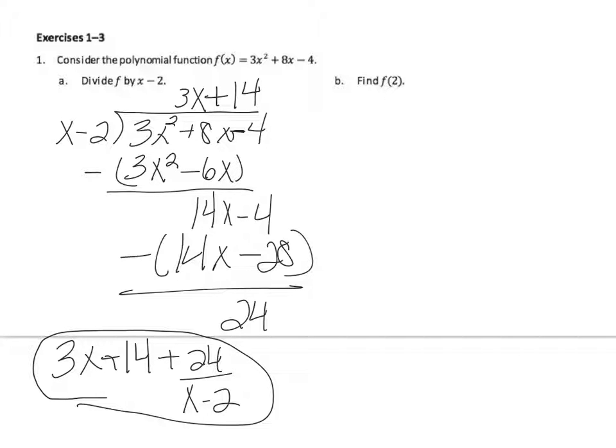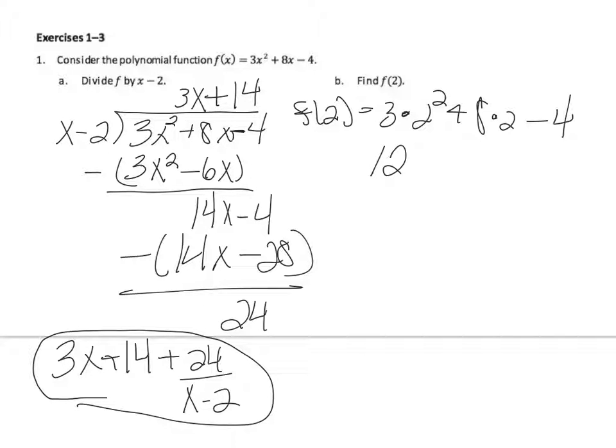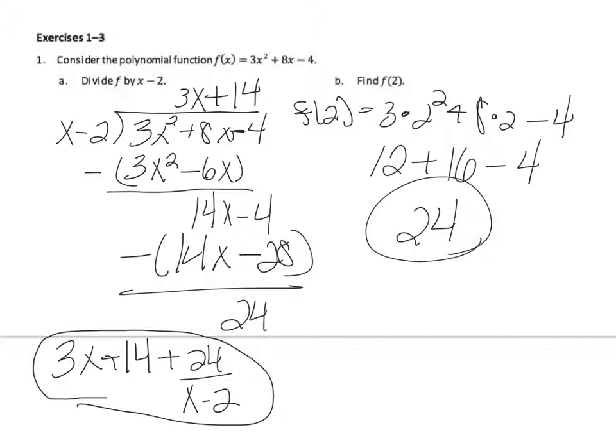Okay, now find the function evaluated at 2. F of 2 equals 3 times 2 squared plus 8 times 2 minus 4. So 3 times 4 is 12 plus 16 minus 4. 12 plus 16 is 28, and 28 minus 4 is, in fact, 24. I'm going to point this out to you, and we will talk about it in a little bit.